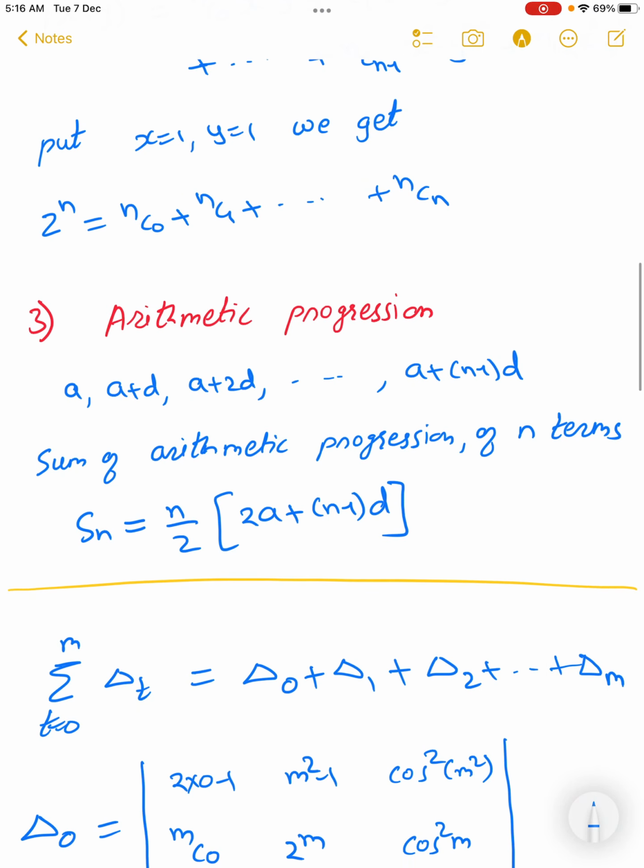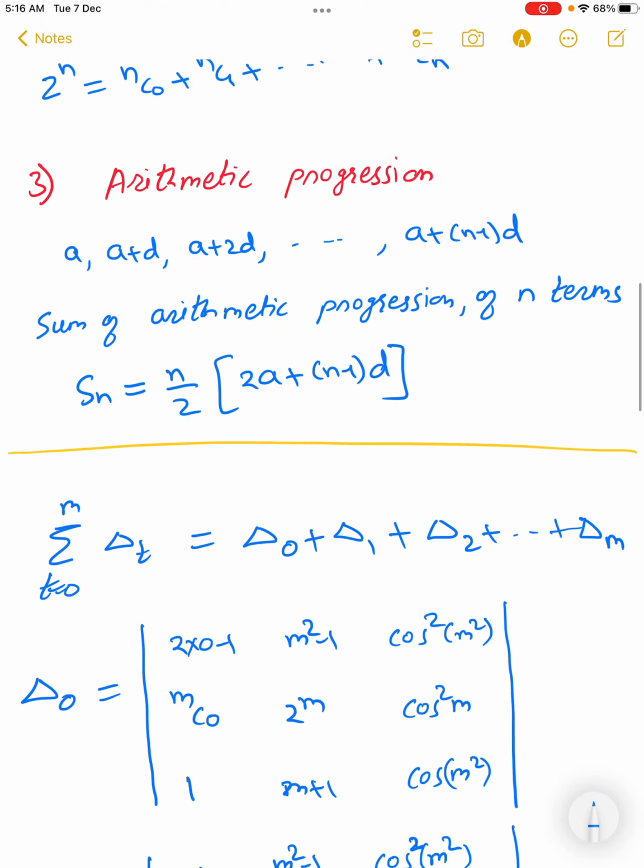Also we require a third piece of information: how to add up an arithmetic progression of n terms. So we have a, a plus d, a plus 2d, up to a plus (n minus 1)d, where a is the first term, d is the common difference, and a plus (n minus 1)d is the nth term. The sum of this arithmetic progression has the formula n by 2 times (2a plus (n minus 1)d).